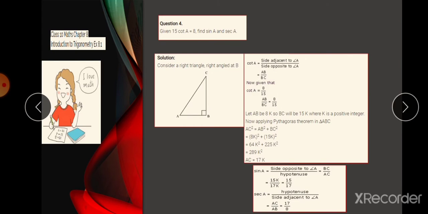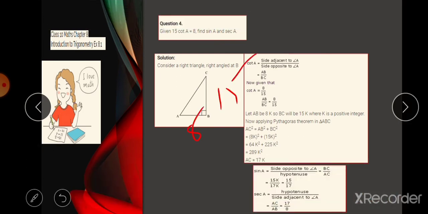So now the next one is question number 4. Given 15 cot A equal to 8, find sin A and secant A. So cot A equals adjacent by opposite. Who is the adjacent for cot A? AB is the adjacent, and the hypotenuse is BC. Then 8 by 15, you have to represent like this. So 8 is here, 15 is here.